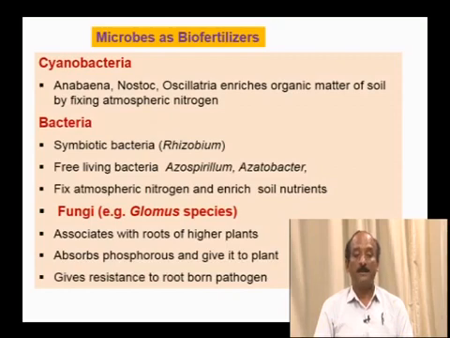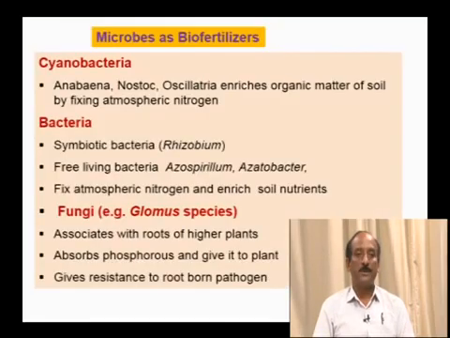The other free living bacteria such as Azospirillum, Azotobacter also fix the atmospheric nitrogen and help in enrichment of the soil. Similarly, one of the fungi belongs to the Glomus, that is a mycorrhiza. The most common mycorrhiza is Glomus species. It is associated with the roots of higher plants. It helps in the absorption of phosphorus from the soil and also gives resistance to the root from root-borne diseases.